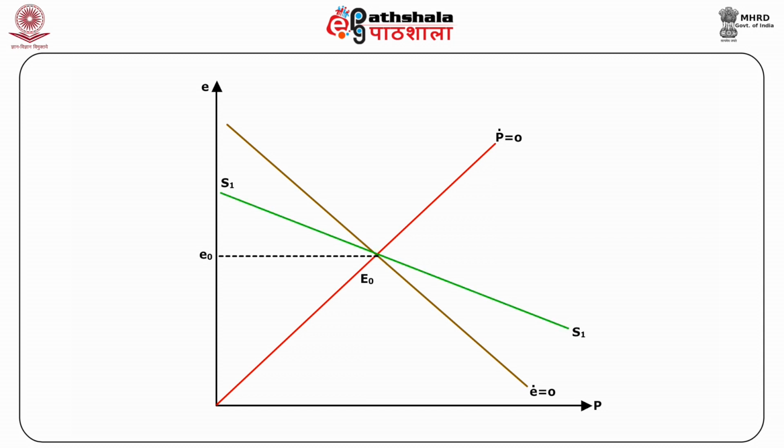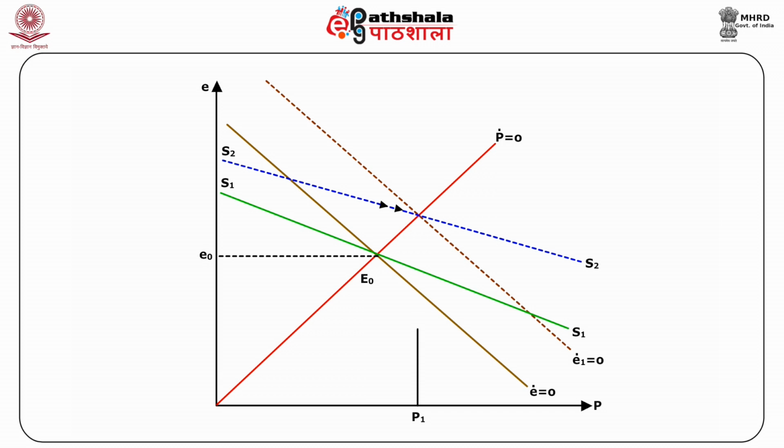Now suppose there is an increase in money supply. Money supply appears as a shift variable in the E dot equals 0 line. With an increase in money supply, the exchange rate will depreciate. Thus, the E dot equals 0 line shifts from E dot 0 equals 0 to E dot 1 equals 0. As a result, the solution of the system of equations E and P will change, leading to a new saddle path S2. The new equilibrium should have been at point E1.